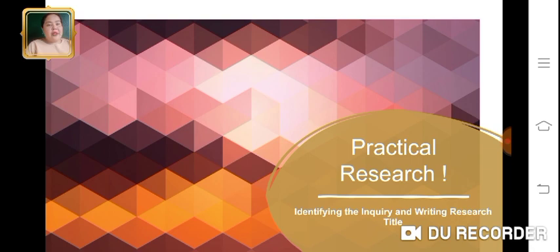So, hope naiintindihan nyo. Anyway, let's move on to our discussion, which is, ang title natin is about identifying the inquiry and writing research title. So, you have learned from the previous lessons about qualitative research. How does it differ from quantitative research, its characteristics, strength, weaknesses, and kinds, and also the importance of qualitative research across fields. In this lesson, you will learn about designing research project related to daily life, writing research title, and providing justification for conducting research.